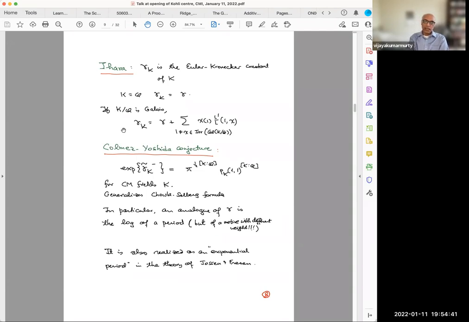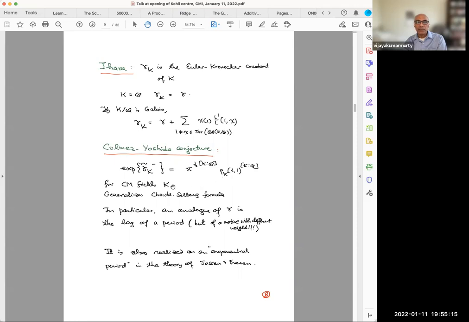Now, here's the amazing conjecture, which is still open. I call it the Colmez-Yoshida conjecture, although both Colmez and Yoshida made it at different times in different forms. What they say is that something very closely related to gamma k, which I call gamma k tilde, has the property that when you exponentiate it, you get a power of pi and you get something else raised to the degree.